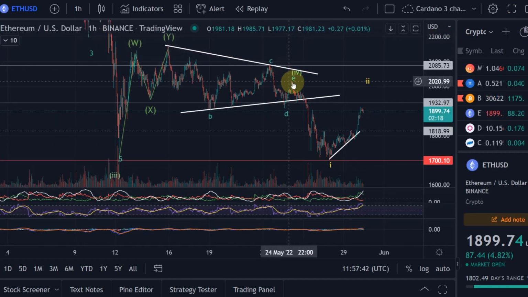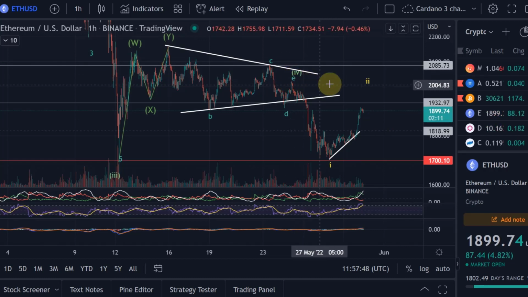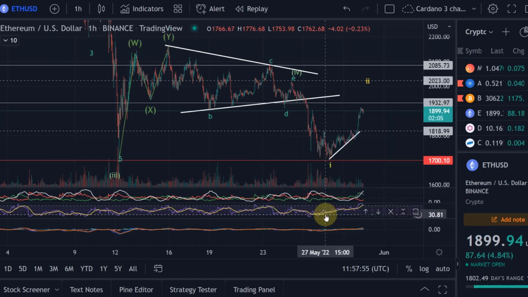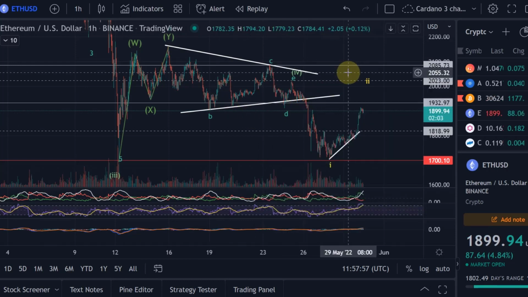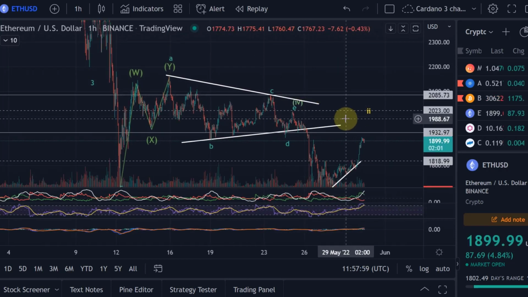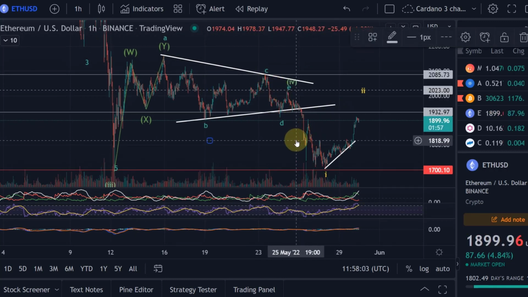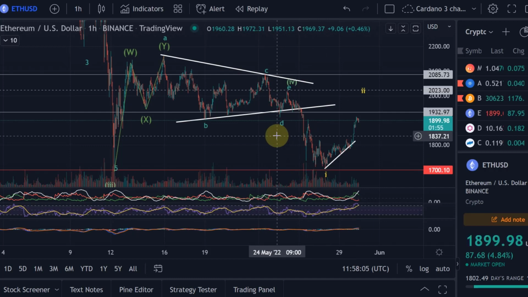Still see this here as the end of the wave 4 and the wave E of this triangle at around $2023. So I'll put that on the chart because this would be the invalidation point for the overall triangle pattern, and at the moment we are still below that, obviously. So there's a few options here now.